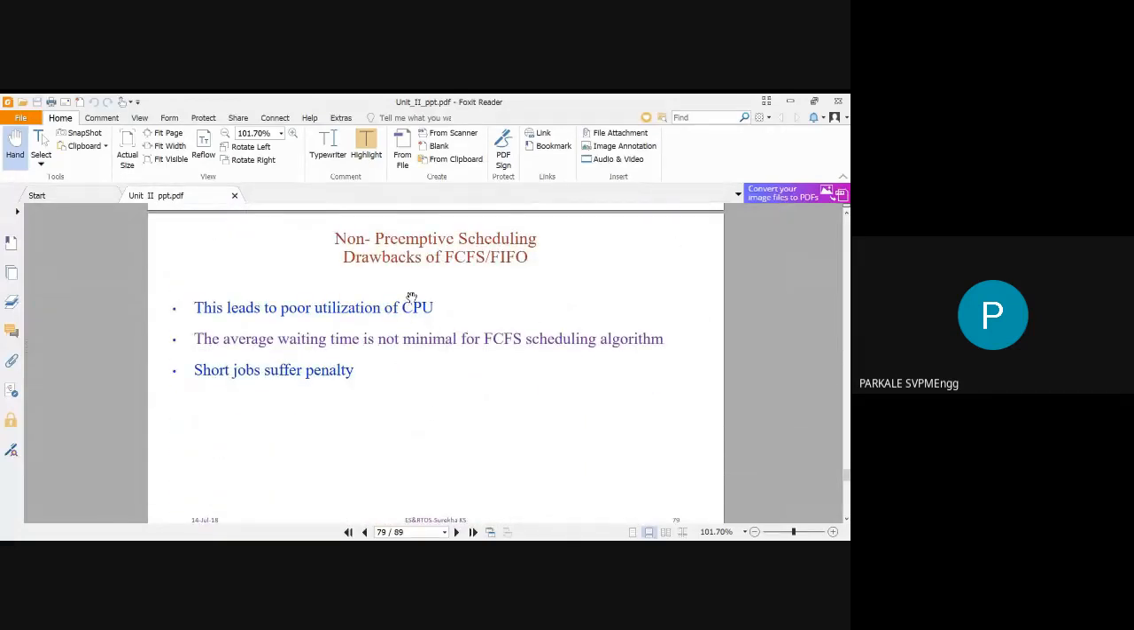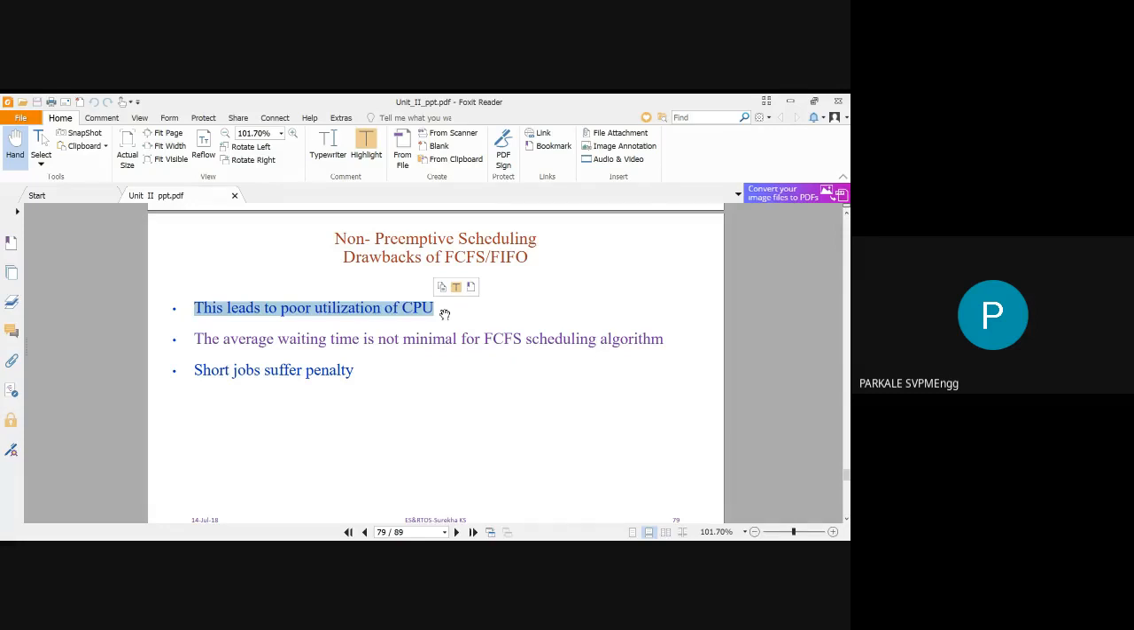Now, the next drawback of this first come first serve algorithm is that it leads to poor utilization of the CPU. What do we mean by utilization of the CPU? Let's say my CPU is able to handle 1000 tasks at a time, but you have supplied only one task to your CPU. This is the underutilization of your CPU. Your resource has more capability, but you are not extracting the capability of that particular resource. This is called underutilization or poor utilization of the CPU.